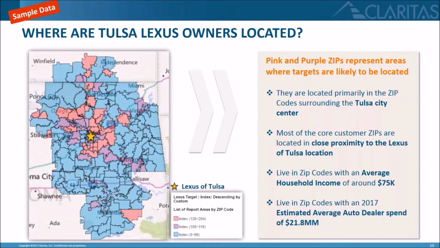You also see that we've called out some helpful demographic and expenditure data for those high indexing zip codes. This gives them a visual representation as well as a demographic understanding of where their core customers are located.